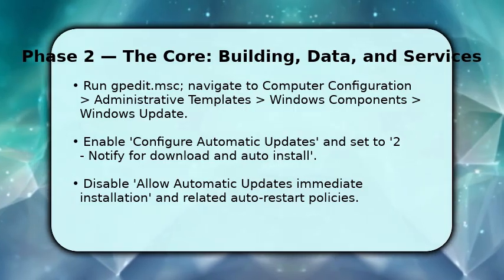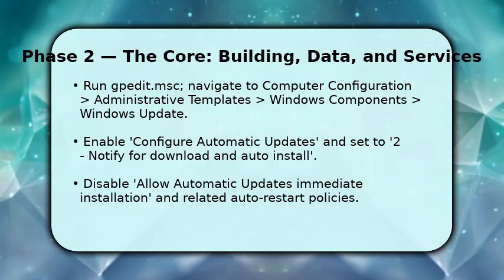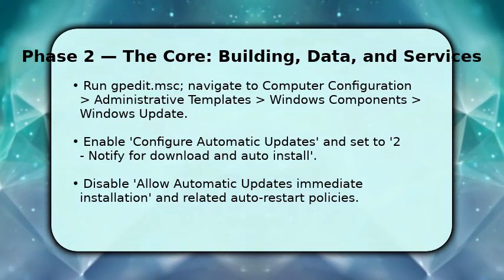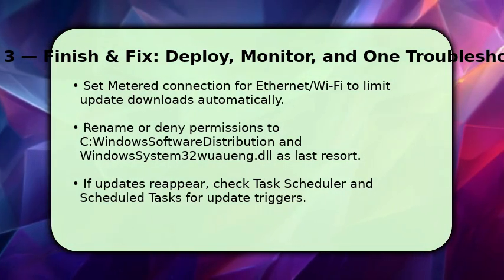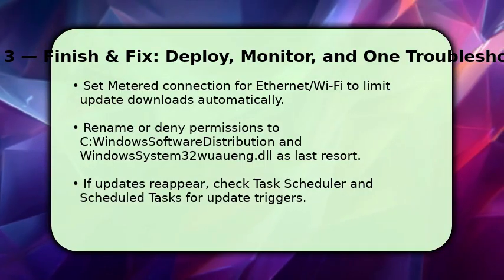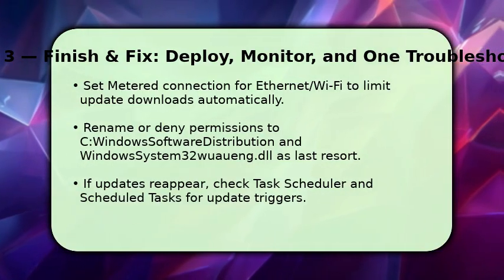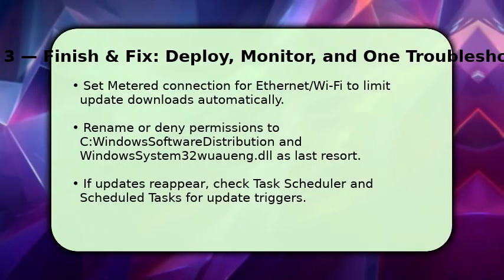Finish by adding defensive layers. Mark your network as metered to stop data-driven downloads, and if updates persist, take ownership and deny write permissions to C:/Windows/SoftwareDistribution, or rename wuaueng.dll as a final step.